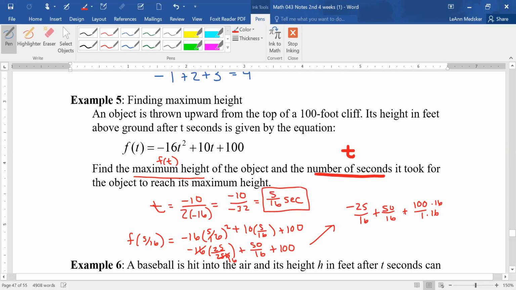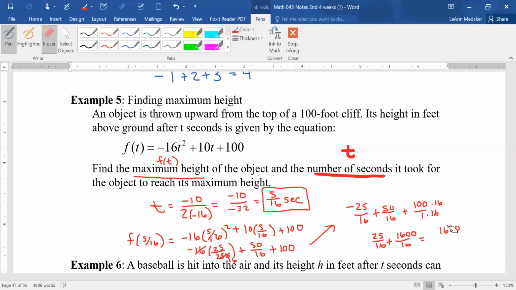Or we could, yeah, we're going to do it that way. So this would be 25/16 for the first two, because we can add those together. This is 1600/16. So this is 1625/16. Now, most of the time we wouldn't leave an answer like this.